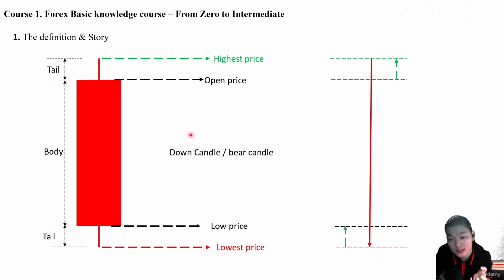And we also have some factors you need to remember: the body and the tail. Here is the story behind this candle. When price opens, price goes up slightly and then goes down massively strong, to the lowest price, and at the end of the day, price also goes slightly up.